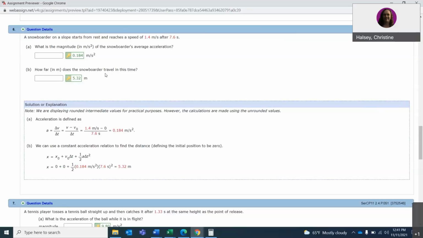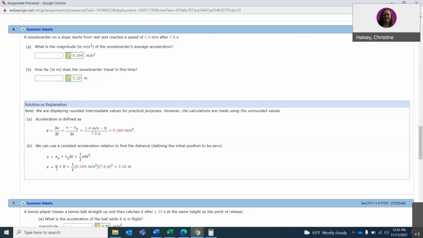Okay, so then in B, we're looking at how far does he go? Did we get A with how fast is he going, or the average acceleration? And then we want to see how far does he travel in that amount of time? All right. So another one of those formulas, when you first look at it, you're like, oh my God, what is this doing? But then after you break it down into smaller pieces, it kind of makes sense.